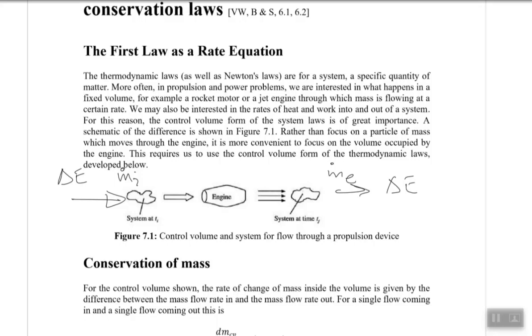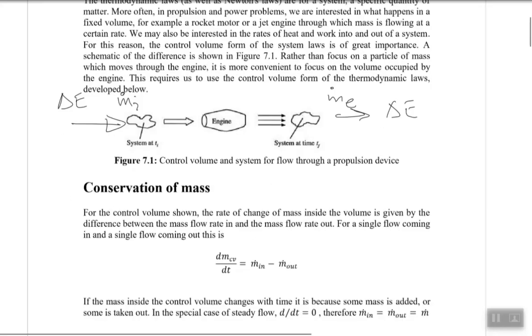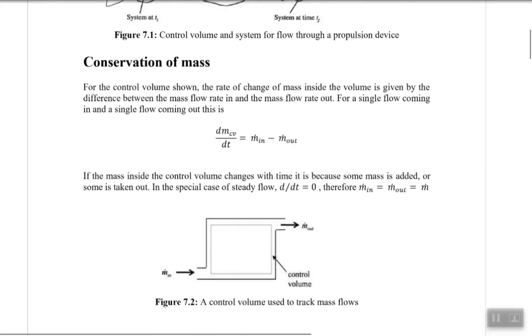So this requires us to use the control volume form of the thermodynamic law, and that's what our topic is today. Before we go to the first law of thermodynamics for the control volume form, let's have two assumptions. One of the assumptions is the conservation of mass. For the control volume shown over here, the mass of the system is conserved.